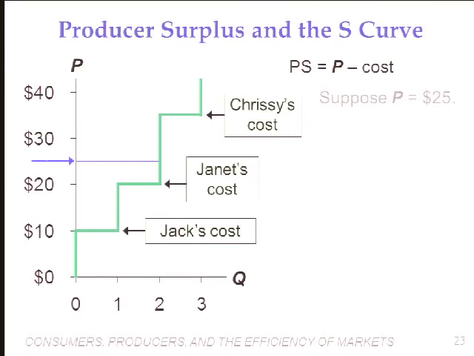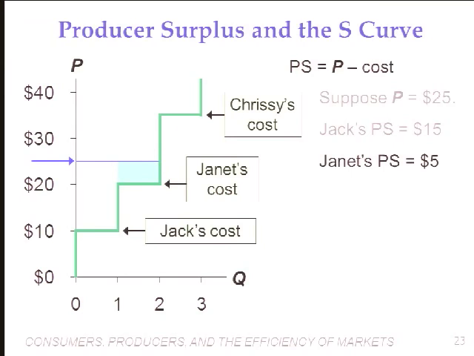And it also turns out that Janet captures some surplus. Why does she capture surplus? Yes, she's below the price. Her actual willingness to sell is $20. The transaction price is $25. She captures the surplus of $5. Chrissy, however, captures nothing, in large part because the price is below her willingness to sell. And the total surplus, summing across both Jack and Janet, is $20.